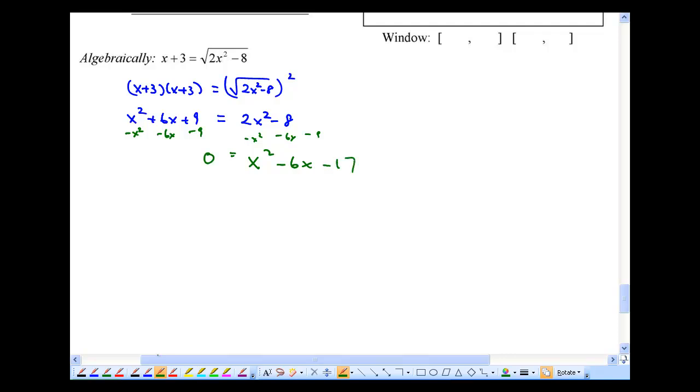All right, I usually factor. This time I'm thinking to myself, two numbers multiply to negative 17 and add to negative 6. 17 is prime, so it's only 1 and 17 that multiply together to give that. Not a chance to get negative 6, so I guess there's no solution, right? Think again. If you can't solve it by factoring, you can always use the quadratic formula.